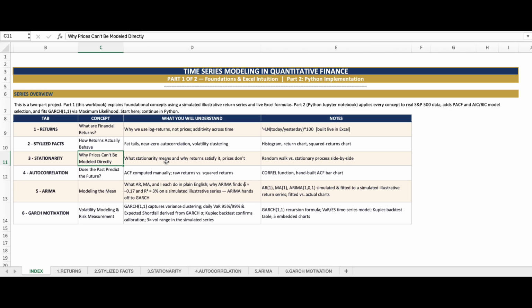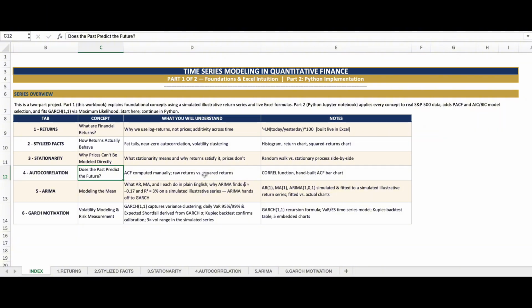Then section 3 is stationarity. This is the concept that trips up more people than anything else in time series. We will make it completely clear with a side-by-side comparison. Then in the fourth section, we talk about autocorrelation.